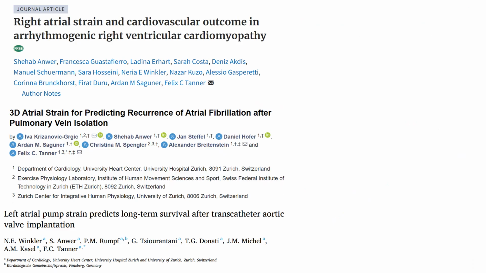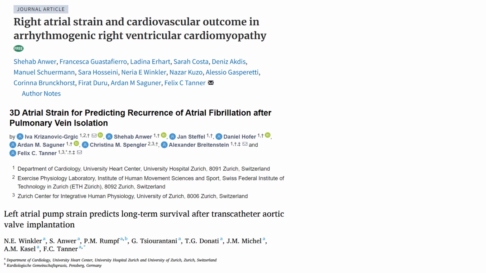Speaking of atrial strain and team play, our echocardiography, arrhythmology, and interventional cardiology teams, especially those specialized in the field of arrhythmogenic right ventricular cardiomyopathy, atrial fibrillation, pulmonary vein isolation, aortic stenosis, and transcatheter aortic valve implantation, lead to this publication on the topic.